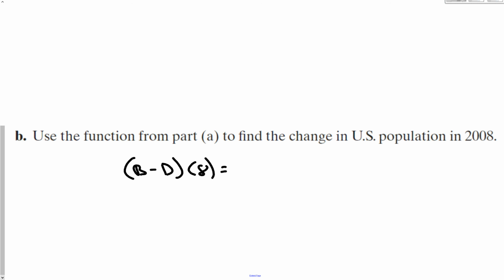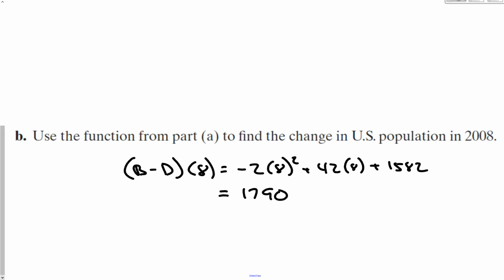2008. Okay? So I start with negative 2 times 8 squared plus 42 times 8 plus 1582. Okay? And if I work all this out on my handy calculator, I get 1790. Okay?